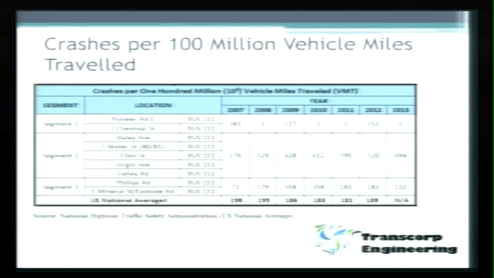The zeros signify that there were no crashes in that segment for that year. In segment 2, just in 2007, it was below the national average, and the remaining years were all above. And in segment 3, in 2009 and 2010, it was higher than that national average.